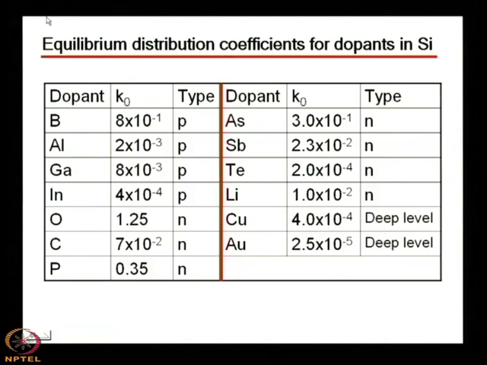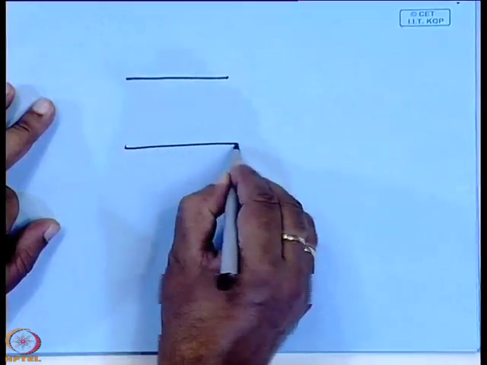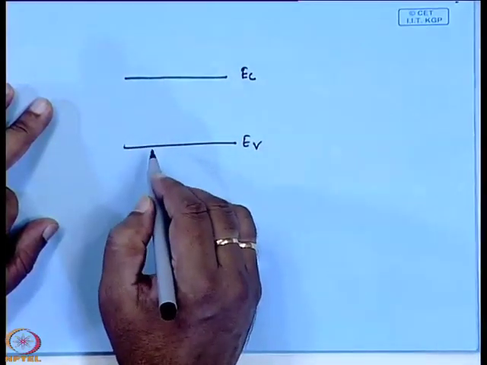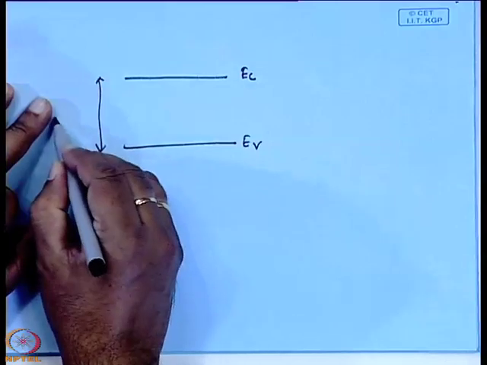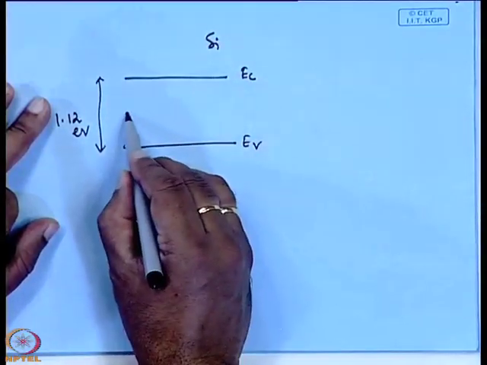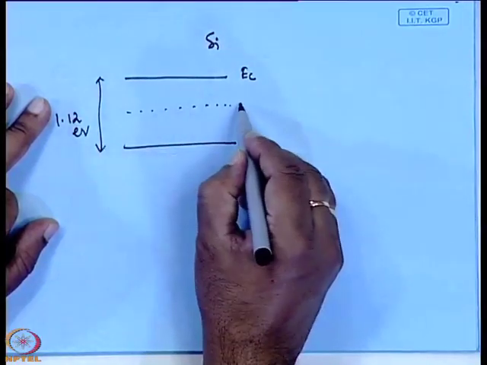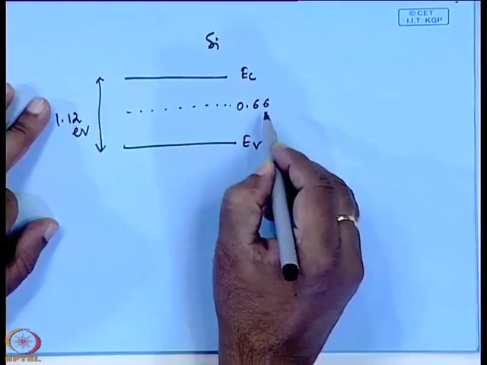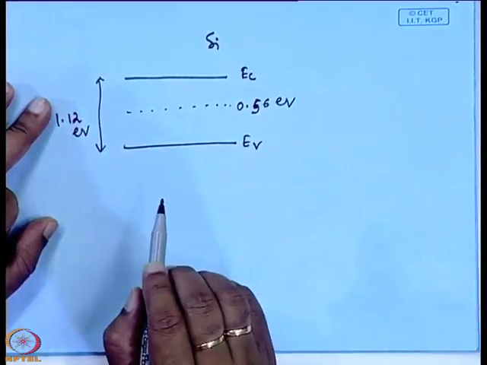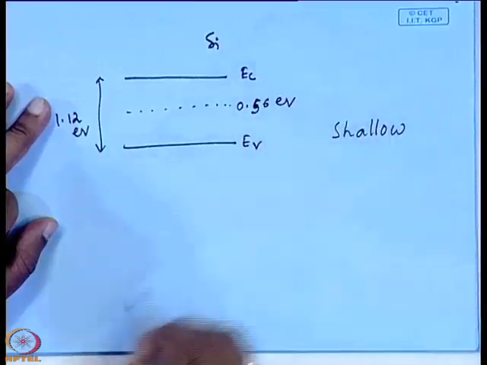You see that when impurity doping takes place, let us draw the silicon, it is the conduction band edge, it is the valence band edge, and the band gap is how much? 1.12 electron volt, this is silicon. This is the Fermi level, intrinsic Fermi level, it is at the mid gap, that means 0.56 electron volt. Now, when we talk about doping, basically those are shallow in nature, shallow, S H A L L O W, those are shallow in nature.